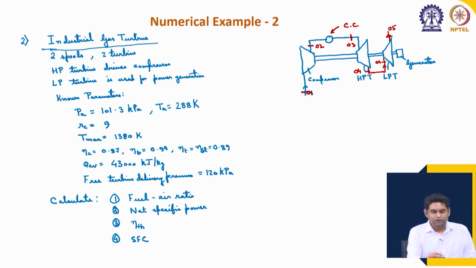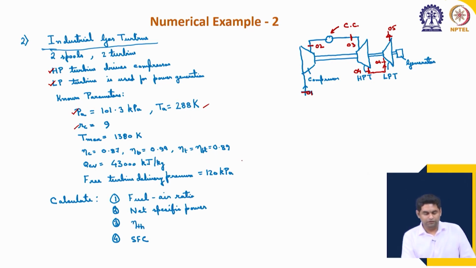Anyway, it is given that the HP turbine drives the compressor like we have drawn. The LP turbine is used for power generation, and the design parameters and the other process parameters are given: ambient pressure and temperature, atmospheric pressure and 15 degree centigrade, 288 Kelvin temperature.